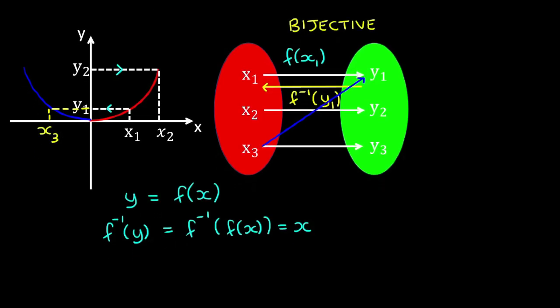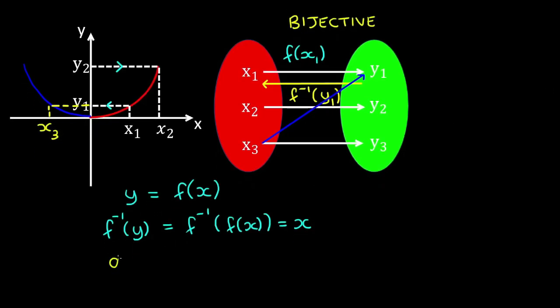Now to find the derivative of the inverse function, we just differentiate both sides. And on the right hand side, we simply have the reciprocal of dy/dx. So we can use the derivative of the original function to find the derivative of the inverse function.